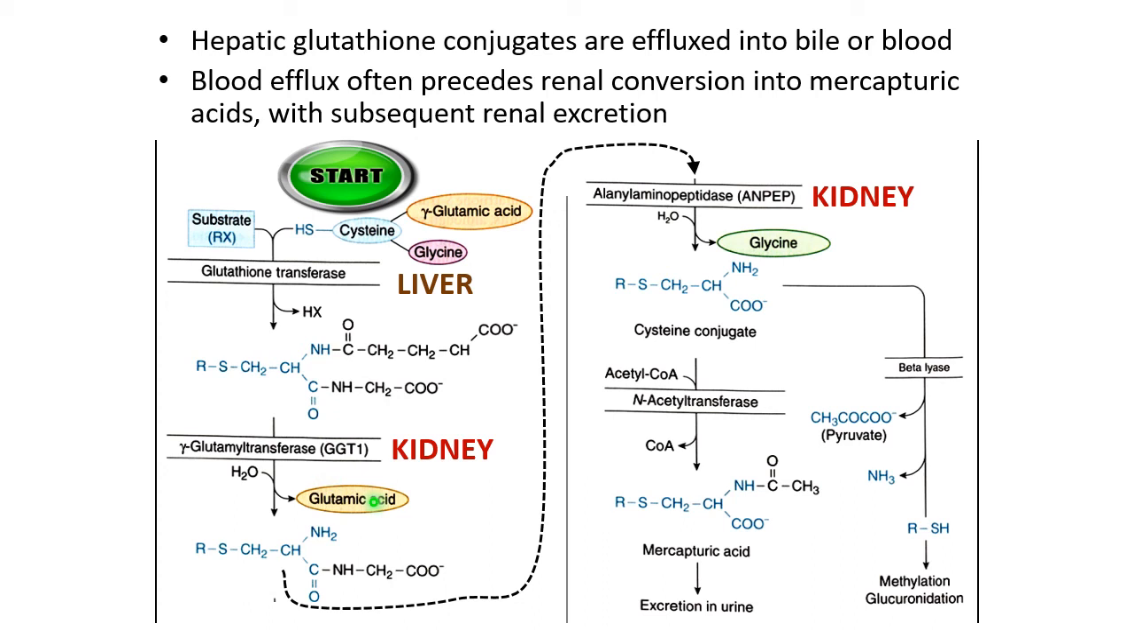So in this case you would lose the glutamic acid in the kidney. Then the kidney would also cleave off the glycine, and you're left with something called just a cysteine conjugate, and that can then be modified with an N-acetyltransferase to the mercapturic acid and then excreted in the urine. That's a lot of detail there. And what I'm trying to get at is that just because something is conjugated with glutathione or anything really doesn't mean that's the end of its metabolism. In this case, the kidney will recognize that glutathione conjugate and then modify it to help eliminate it.